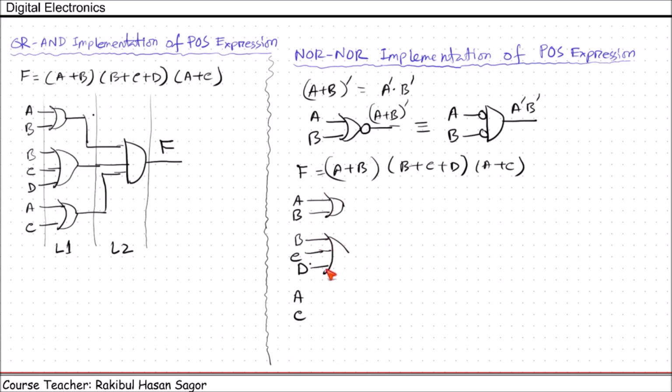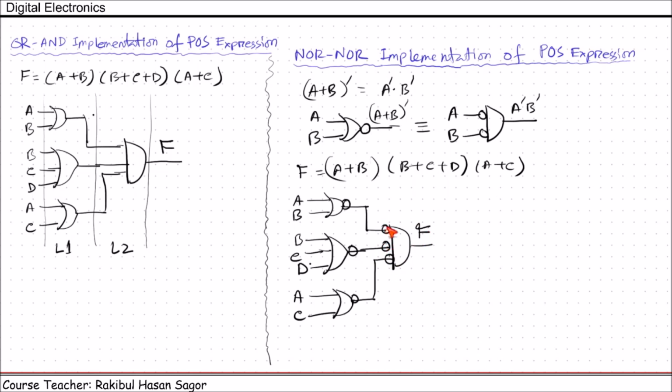All these three will be ORed. This is first level using OR gates. And they will be ANDed together. Now, like the previous case, if we put two bubbles here, there will be no change in the outputs. So we can place two bubbles in same line. We are getting f here.